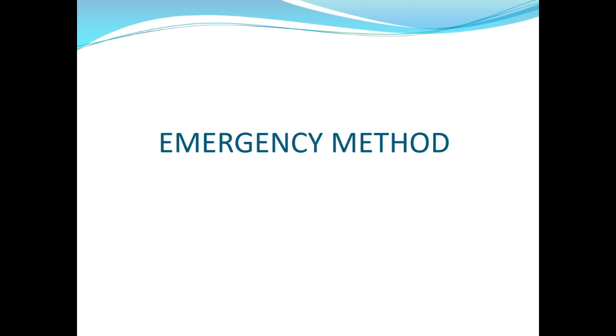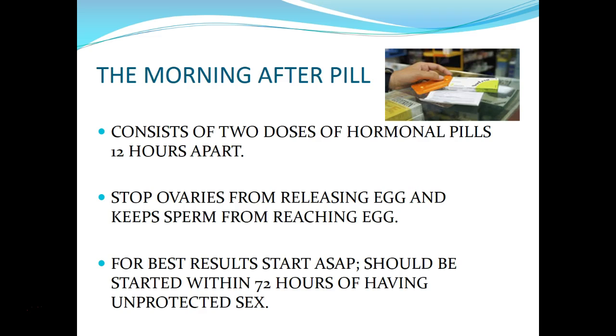And lastly, we have emergency methods when we talk about birth control. The morning after pill is the one that you hear of most these days. Used to, you had to have a prescription for the morning after pill, but now that's not really the case anymore. You can go to the pharmacy and ask for it, and they are even putting morning after pills in vending machines across college campuses in different places in the country. So this is a readily available form of birth control.